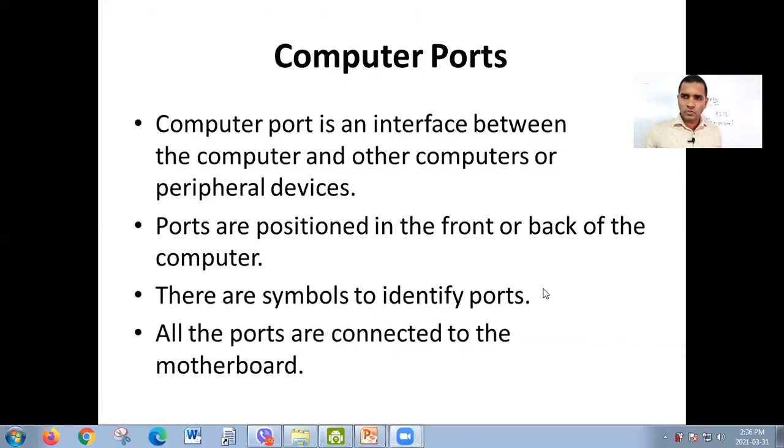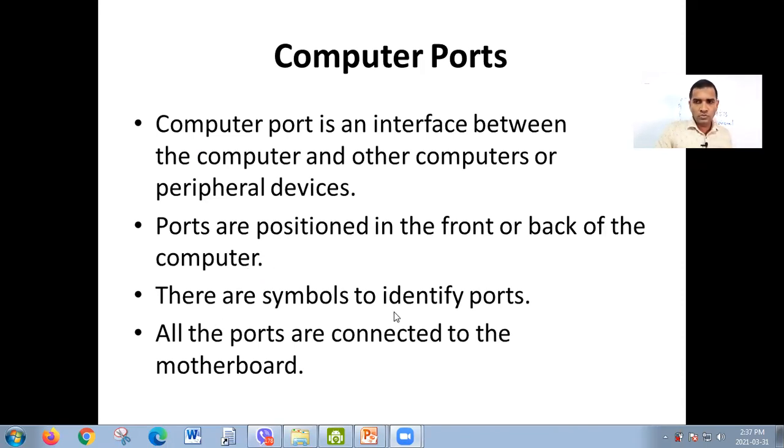So there are a number of ports to be introduced. A computer port is an interface between the computer and other computers or peripheral devices. Peripheral devices means external devices. Ports are positioned in the front or back of the computer, maybe front, maybe back.